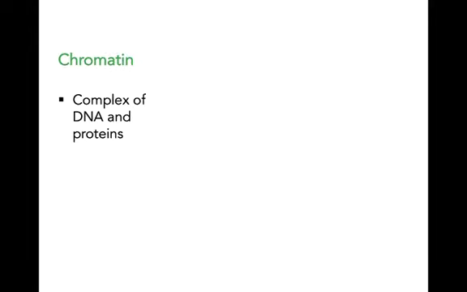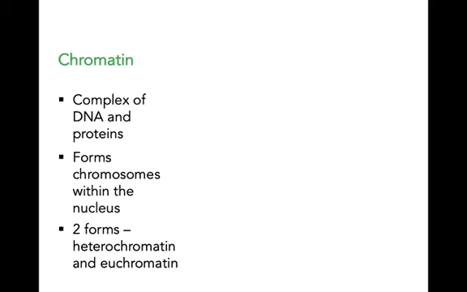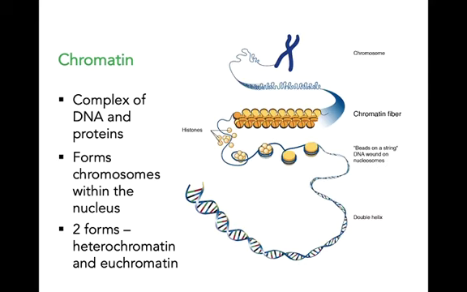So, chromatin. What is chromatin? Chromatin is a complex of DNA and proteins. Remember, we will later take up which proteins are associated with DNA. And the chromatin forms the chromosomes within the nucleus. And remember, we have two forms of chromatin, based on their transcription activity. We have the heterochromatin and the euchromatin. Later we are going to discuss it.